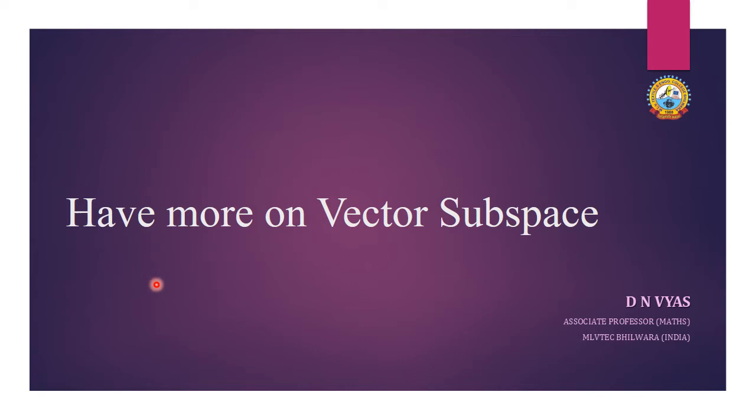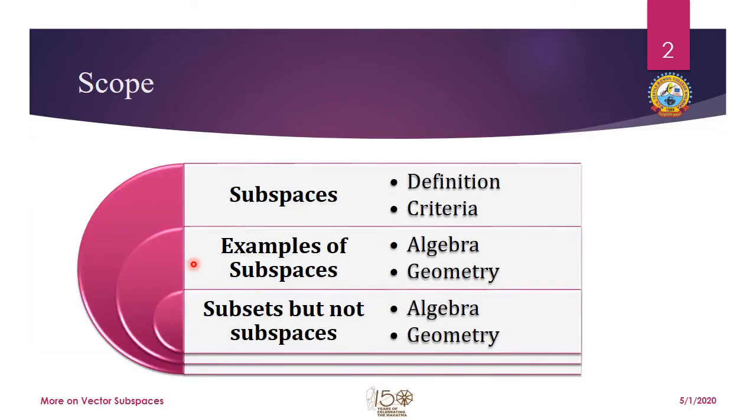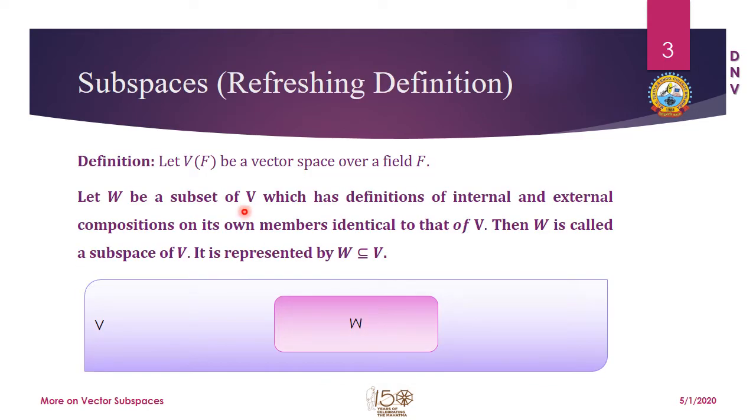Today in this presentation, we are considering some examples of vector subspaces. So let us see the scope of this presentation. We will first discuss the subspaces, definition and criteria, just refreshing the contents, and next we will take examples of subspaces from algebra as well as from geometry. The concluding part will comprise some subsets which are not subspaces, and they will also be from algebra as well as geometry. So let us first refresh the definition of a vector subspace.